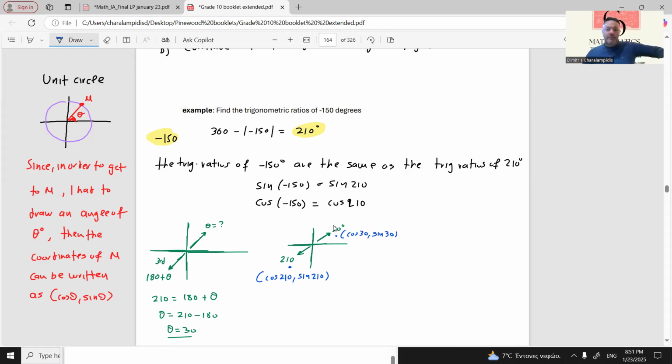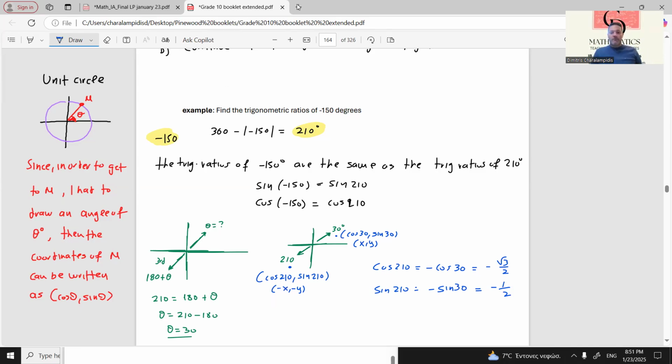Think about symmetry. If I'm working on this quadrant, the point should be x, y. Then, on the third quadrant, it should be minus x and minus y. What does this show us? That both x's and y's are opposite, which means that cosine of 210 should be minus cosine of 30, which is something that we should know by heart, root of 3 over 2. And sine of 210 is minus sine of 30, which is equal to minus 1/2.